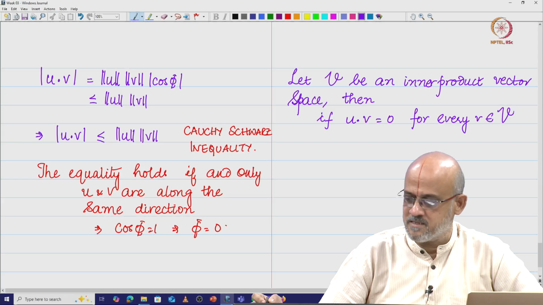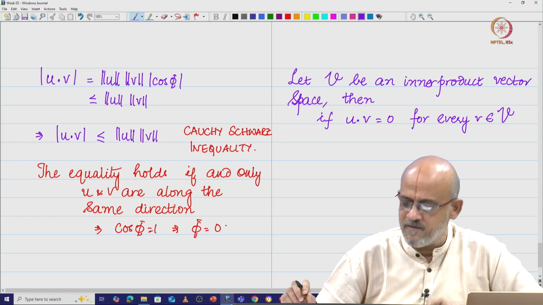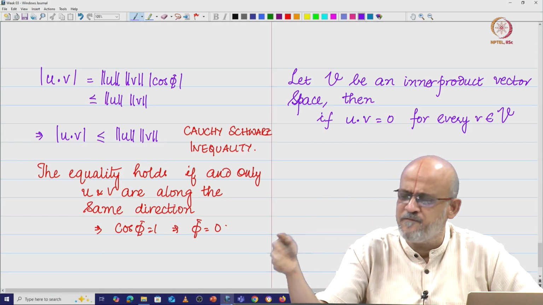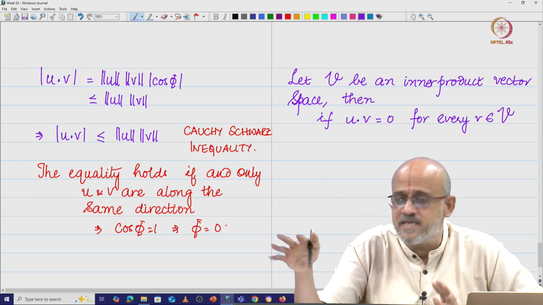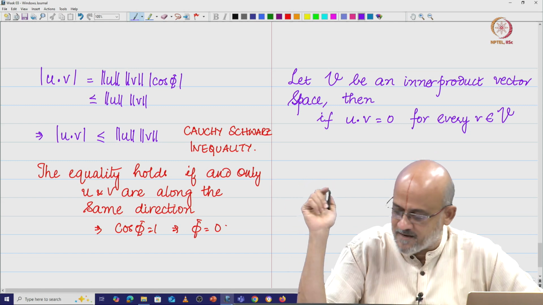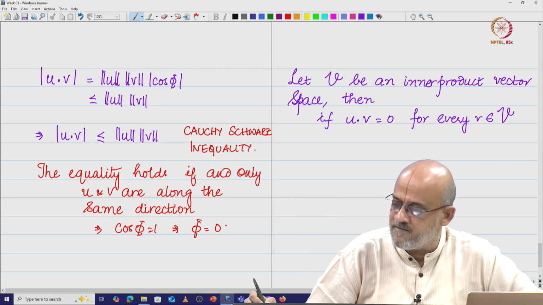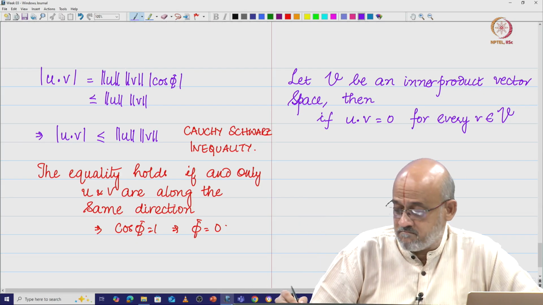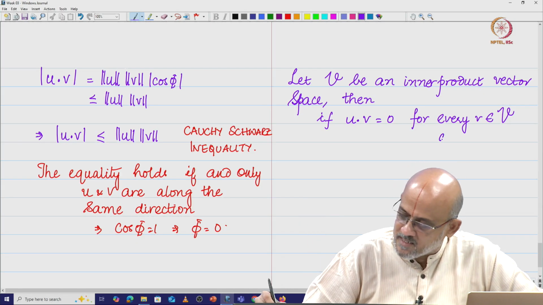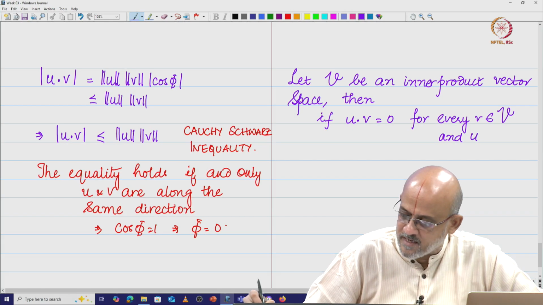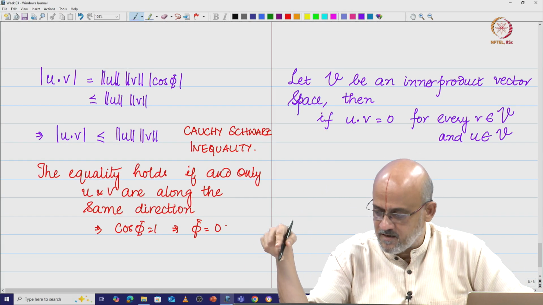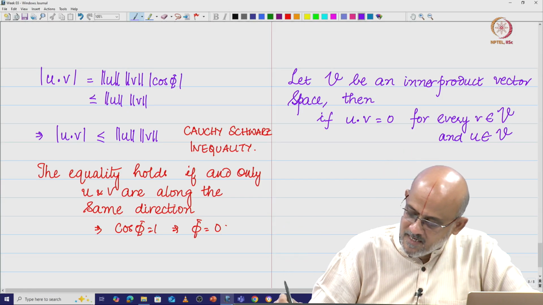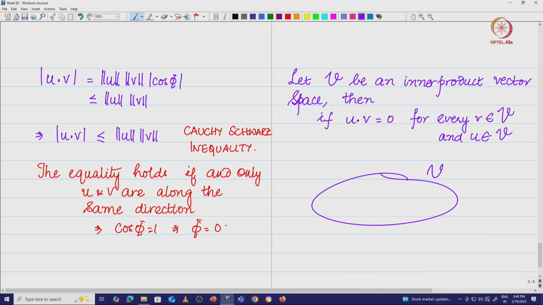What do we mean by this? I have one vector, and I am looking for that one vector which is orthogonal to every fellow in that vector space, including itself. When I say for every v in V, and let us say u is also an element of V. Oh, this is more important. So I will take u as an element of V. So what do we have? We basically have a vector space here which is V.